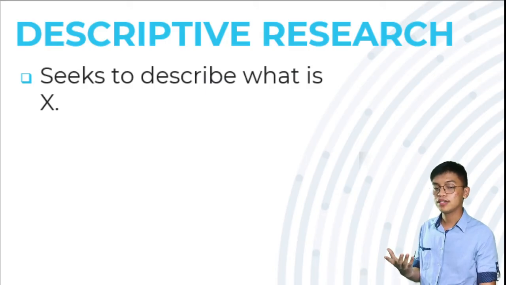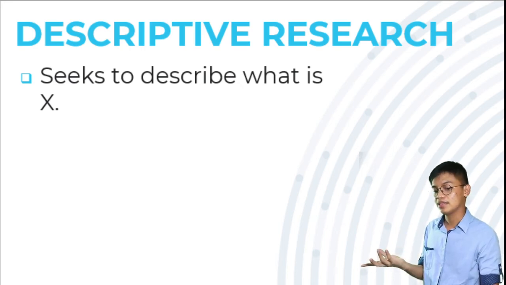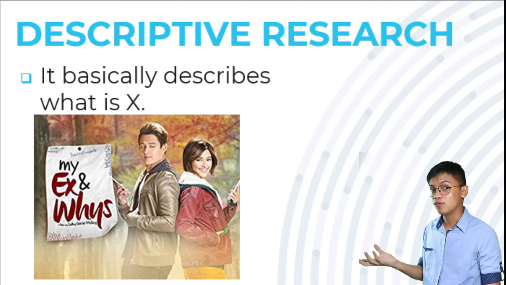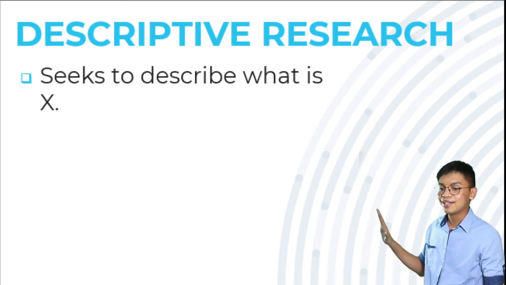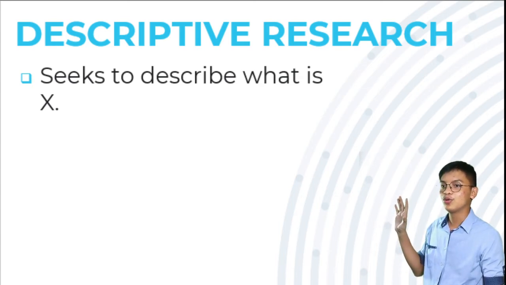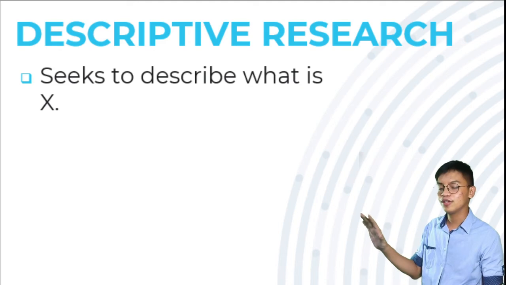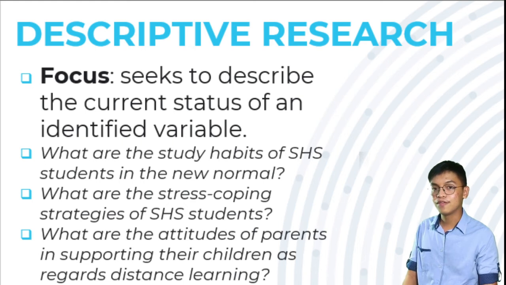The first one is your descriptive research. When we say descriptive research, it seeks to describe what is X. And I'm not talking about the movie. That's different. When we say descriptive research, we describe what is X, the variable that you're trying to investigate. In other words, you're trying to describe the current status of the variable that you are studying.